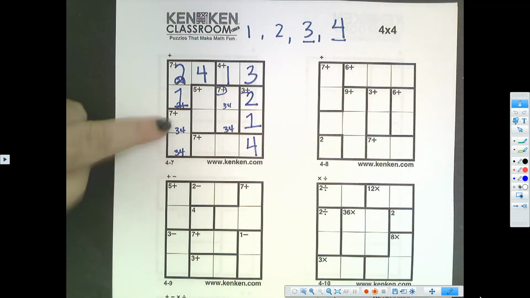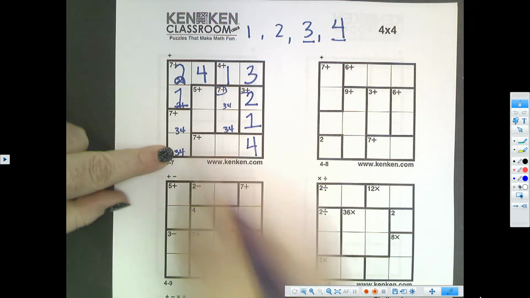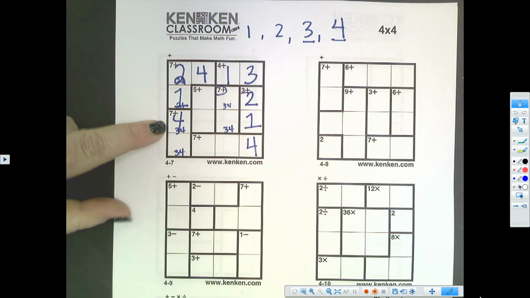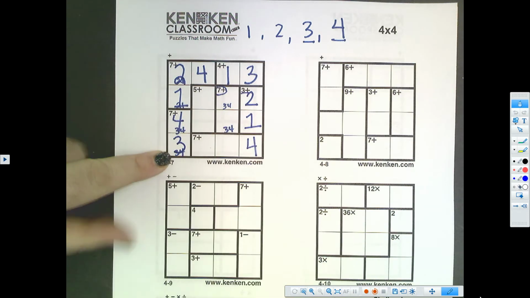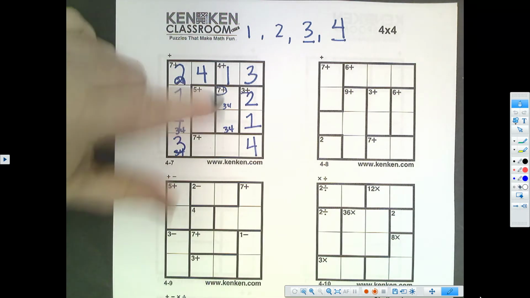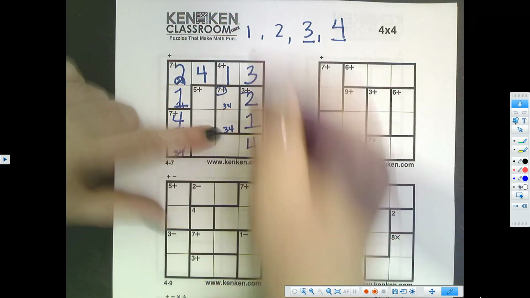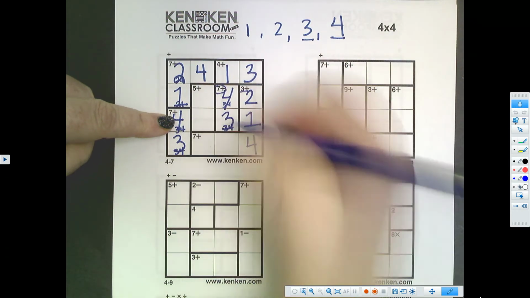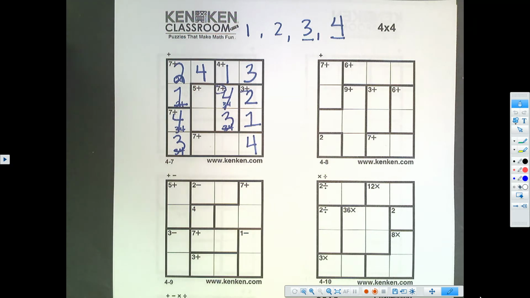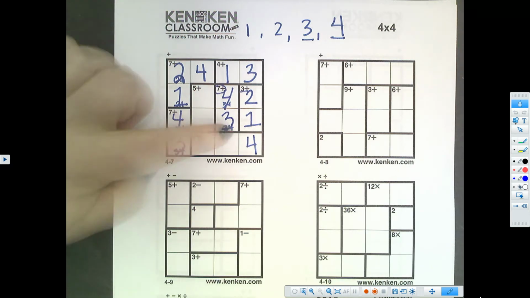Now I can look at this box. I can't put the 4 at the bottom, so the 4 has to go up there, which means the 3 goes here. This also fills in this box because the 4 has to go up top and the 3 has to go in the bottom box.